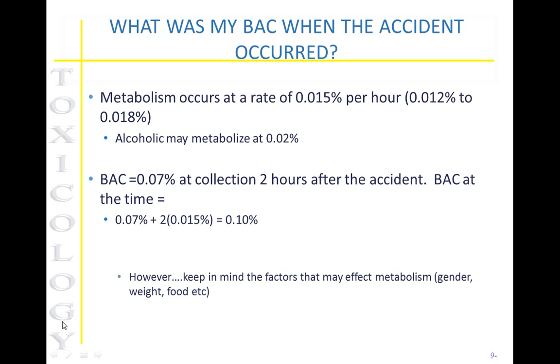Metabolism occurs at a rate of 0.015% per hour. Alcoholics may have a slightly higher metabolism rate. So you can keep in mind to be able to determine the blood alcohol content when an accident occurred from readings that a sample may give.